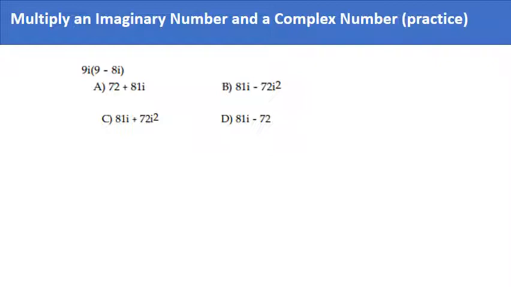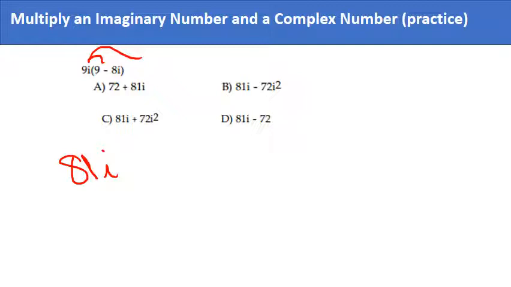Alright, so here's an additional example. I would suggest pausing this video and trying it on your own. For this one you have to distribute. So you get 9i times 9, so you get 81i. And then you get 9i times negative 8i. So that's where you're going to take that 9 times the 8 and the i's.